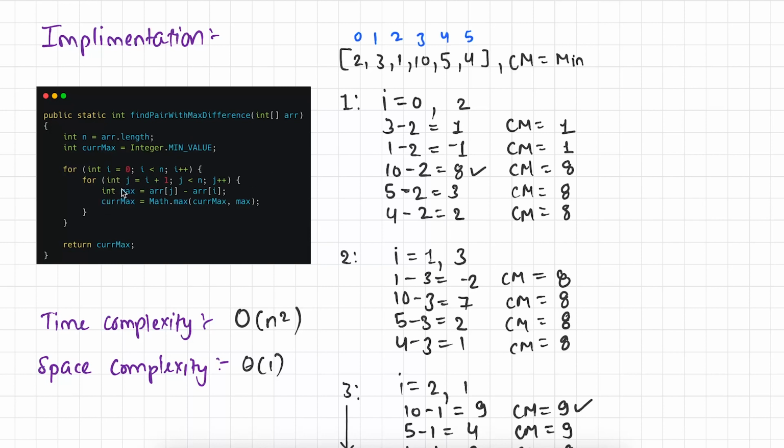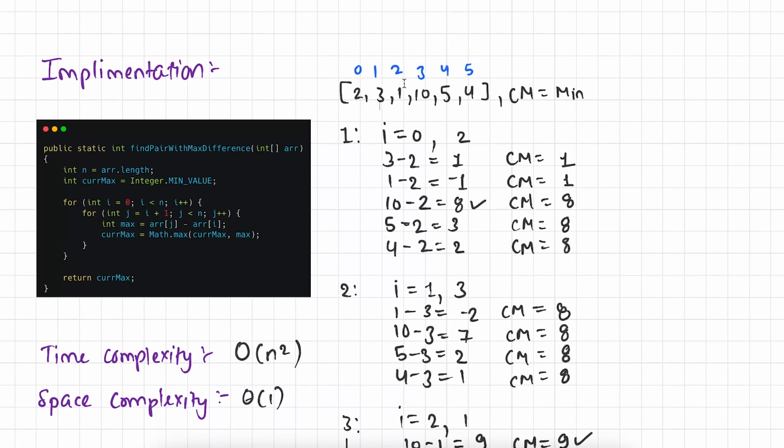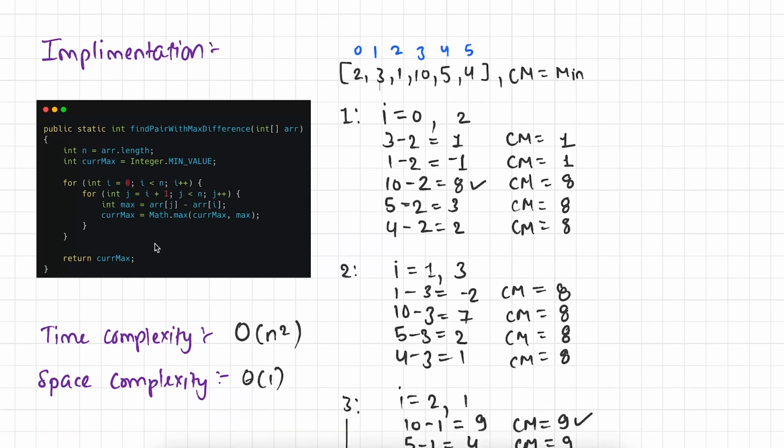In each iteration we are going to find j for i, and we are running this loop from i plus 1 till less than n. Why i plus 1? Because if i is 1, then we have to find j to the right of i, because we have a constraint here that j should always be greater than i. Then in each iteration we first calculate the difference arr[j] minus arr[i], and then we check if the difference we are getting is maximum or not.